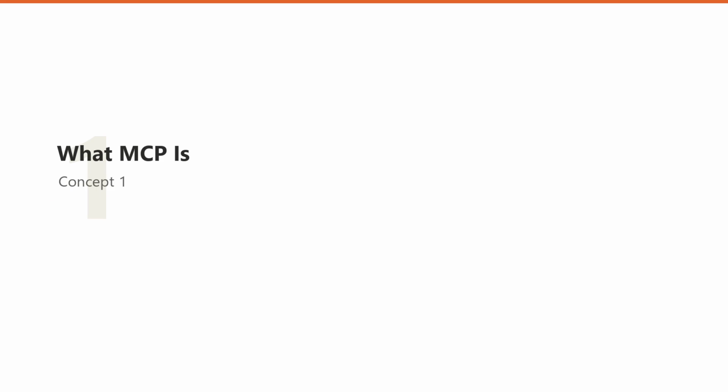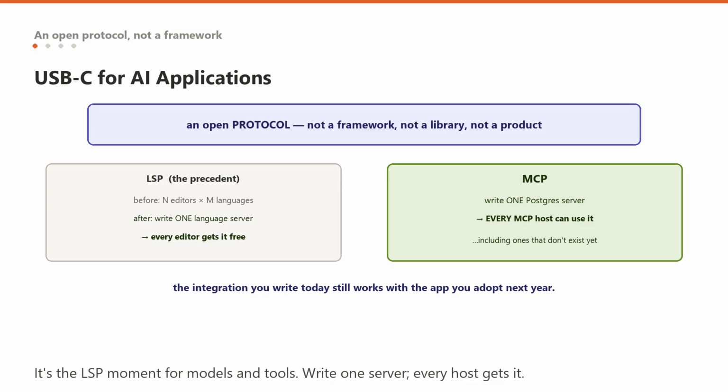Concept 1. What the protocol actually is, and the analogy that makes it click. MCP is an open protocol that standardizes how applications give context and capabilities to a language model. Note the word protocol, and note that it is not a framework, not a library, and not an AI product. It is a specification in the same family as HTTP or LSP. It says what messages get sent, in what shape, and what they mean.